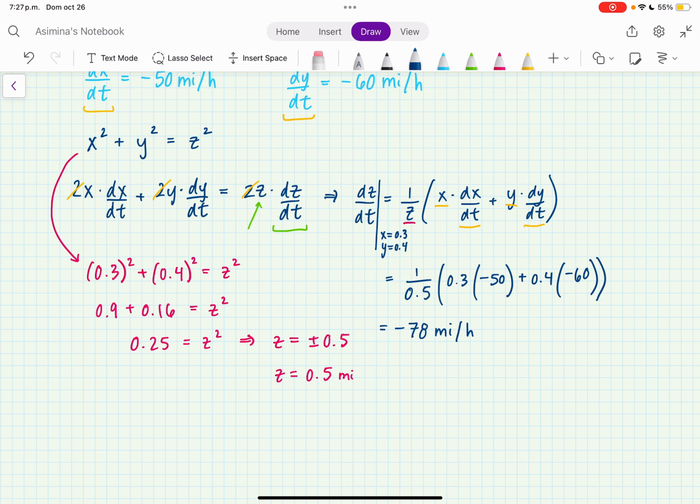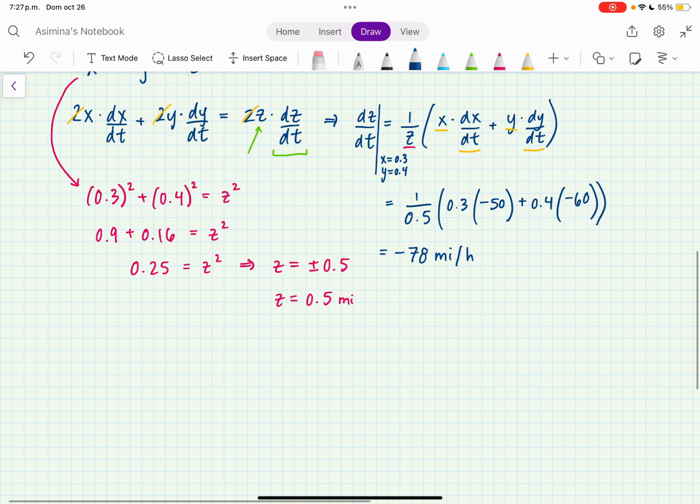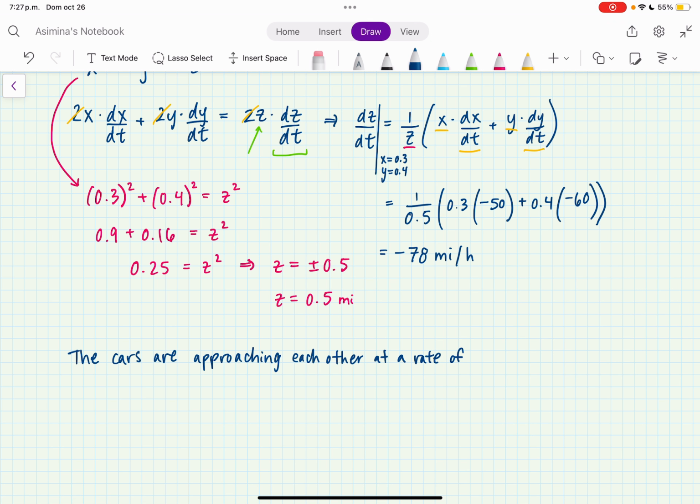So what does this mean? This means that the cars are approaching each other at a rate of 78 miles per hour.